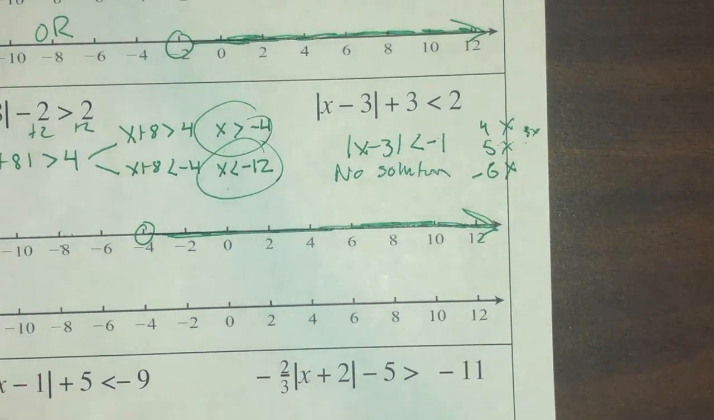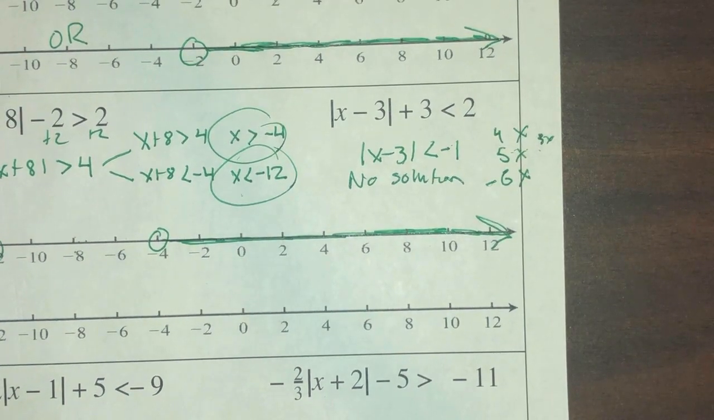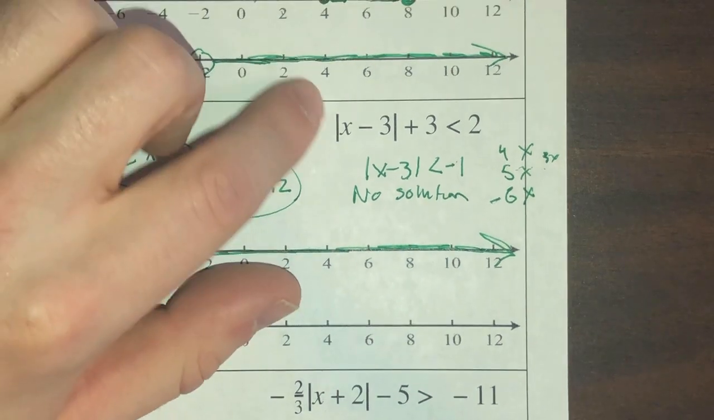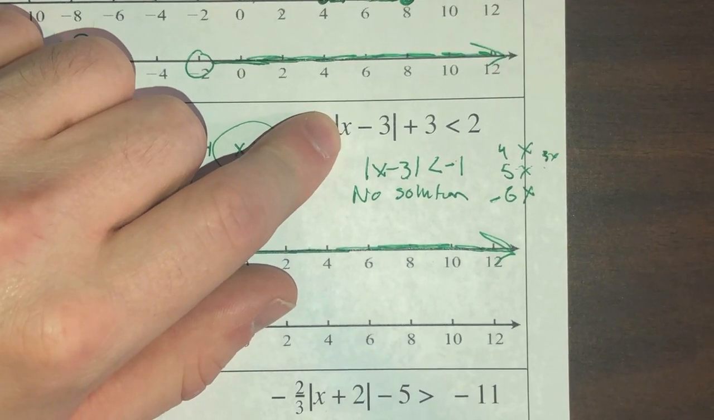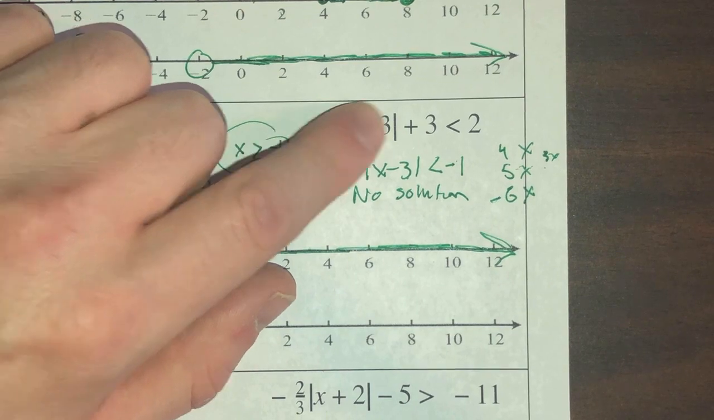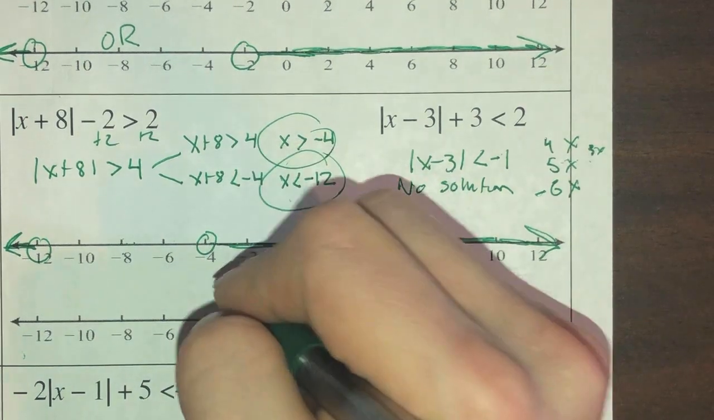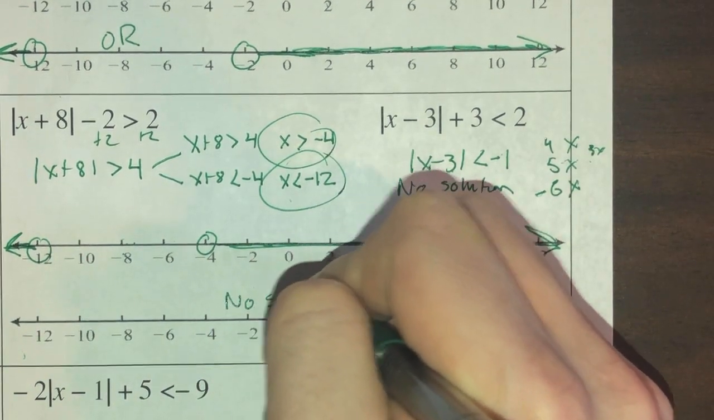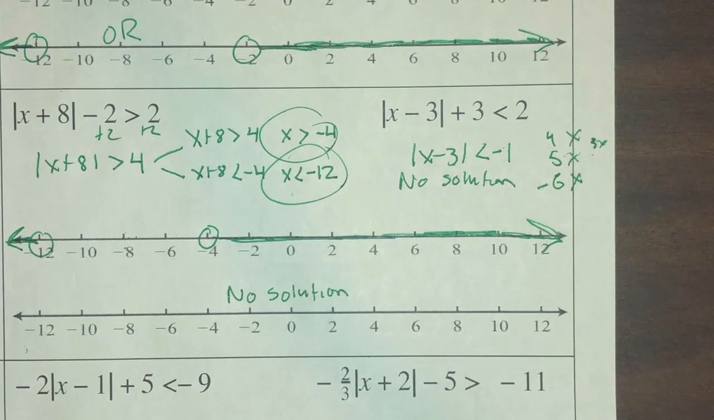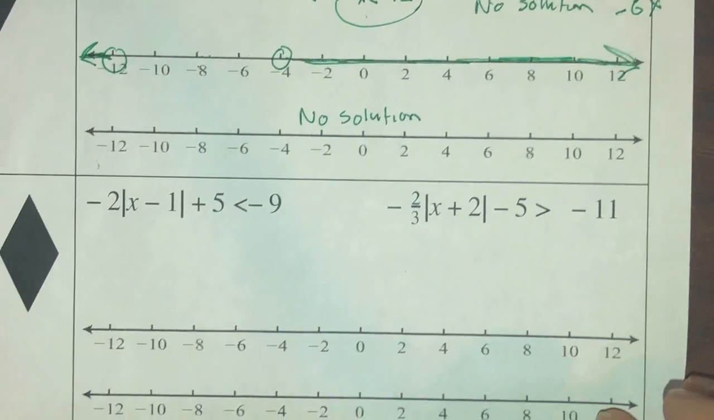Okay, when in doubt, plug in numbers. Because remember, in this case, when you get a negative, it's either going to be everything works or nothing works. If everything works, you're going to plug in numbers over and over, and they're going to work. If nothing works, you're going to plug in numbers over and over, and nothing's going to work. And I could do this in the original, right? 4 minus 3 is 1. Absolute value is 1. 1 plus 3 is not less than 2. So in this case, no solution, you leave it blank. No solution, you shade nothing. Nothing's true.